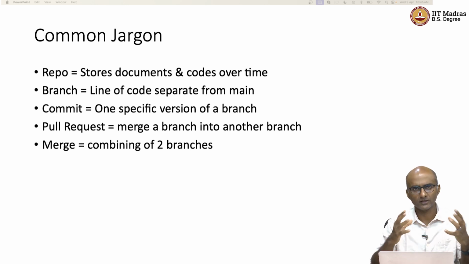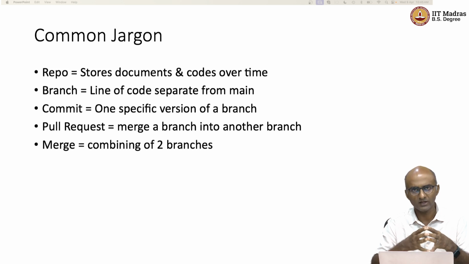Once a specific set of changes are ready to be committed to a particular branch, that constitutes a commit. So you can think of it as a point in time snapshot of a branch corresponding to a specific version. Usually, every commit is associated with what's called a commit ID, which identifies that commit, and that becomes basically the version for that particular set of changes. And then once a particular branch is ready to be merged into another branch, then you would do what's called a pull request.